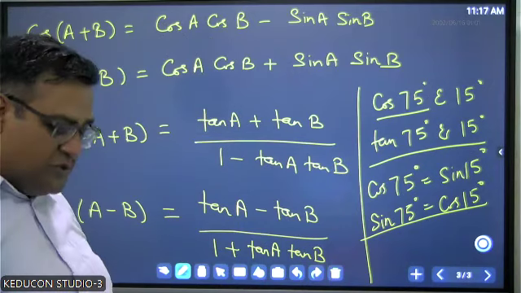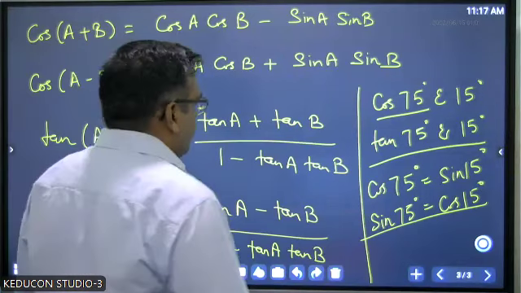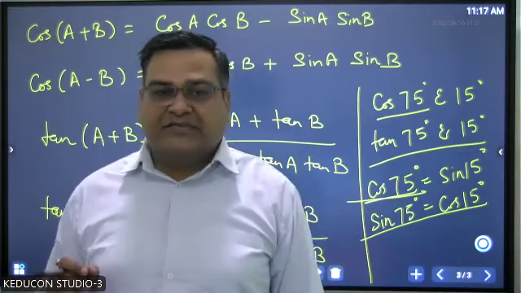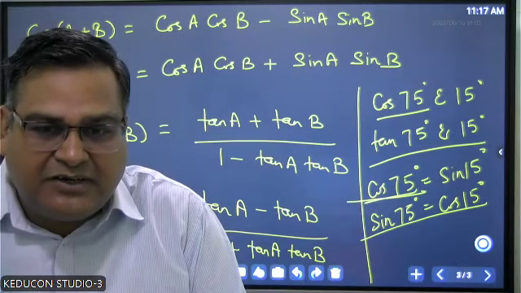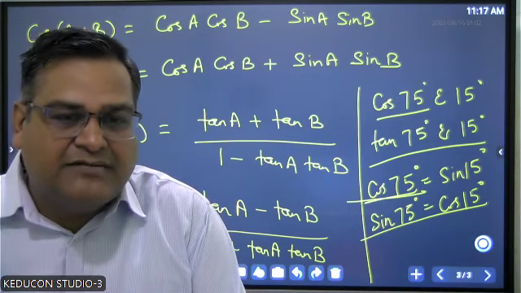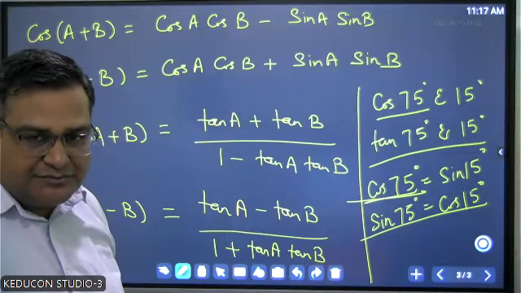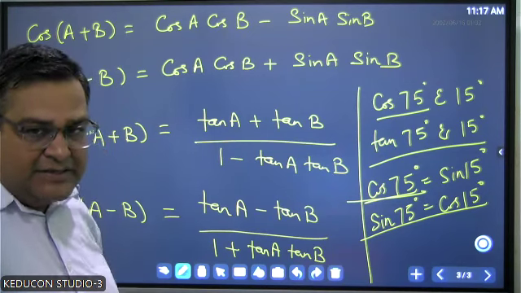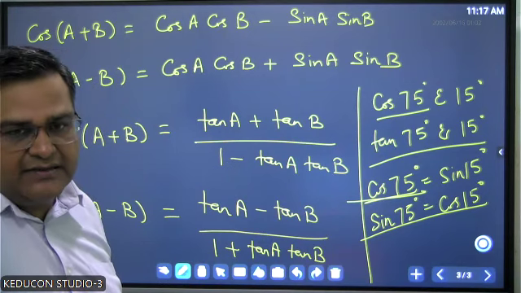Right? So students, how do you come to know this thing? Can we write this as 90 minus theta? Cos of 90 minus 15 will be equal to sin 15. So therefore both the values will be equal. Right, students? So now find out for tan A plus B, tan A minus B, to find out tan 75 and 15 degree.